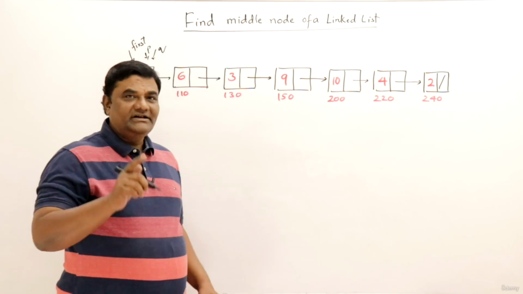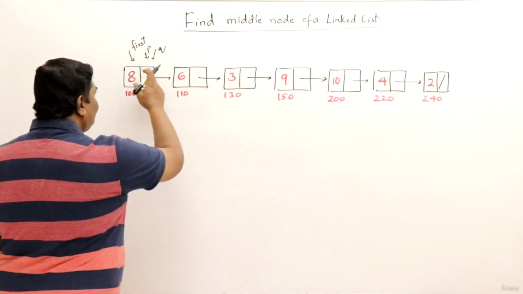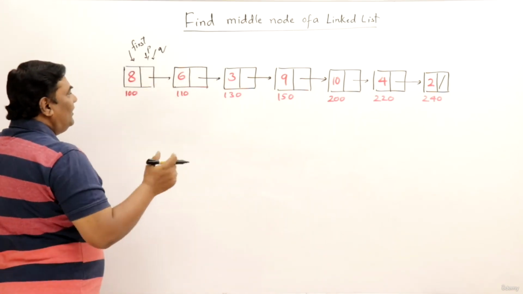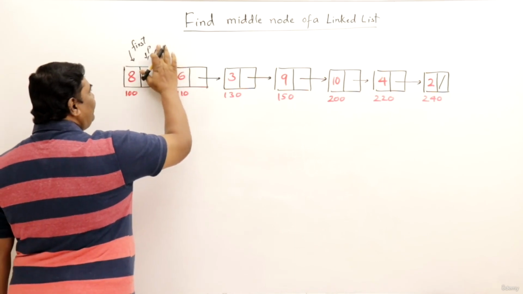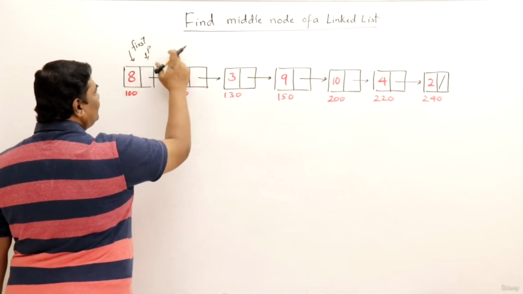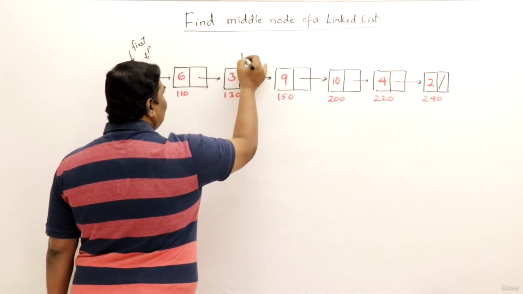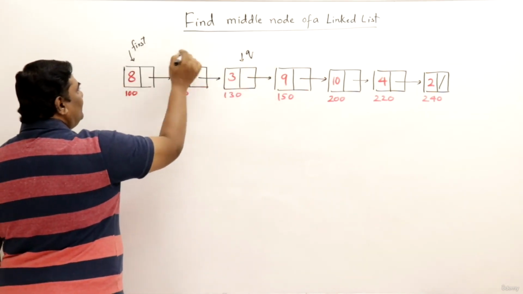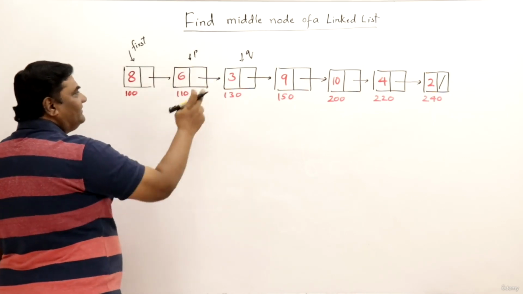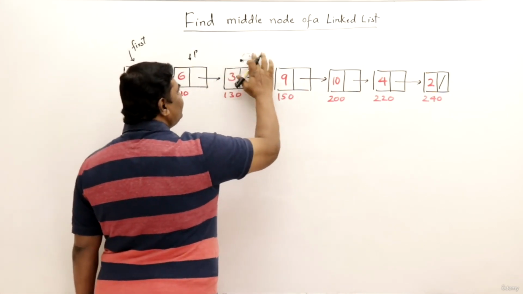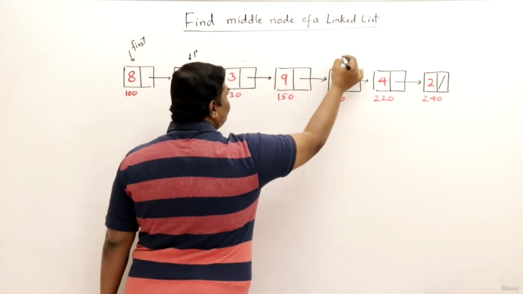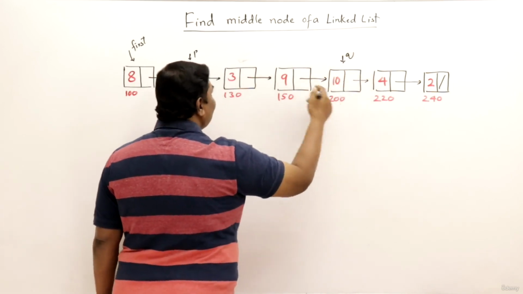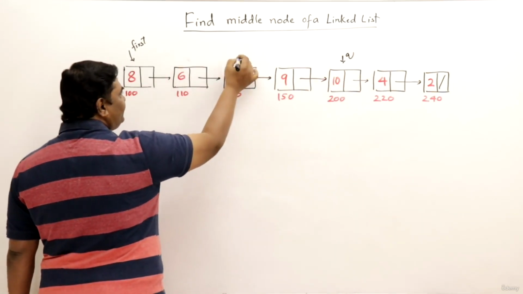So let us do it by taking 2 pointers. I have already taken 2 pointers, P and Q. How to do it? Let us do it. First move Q for 2 nodes: 1, 2. Q is not null, so move P also, 1 node. Then again move Q for 2 nodes: 1, 2. So Q is here. Now Q is not null, so it has not reached the end.